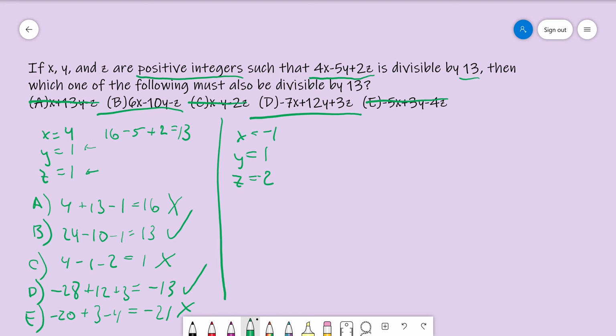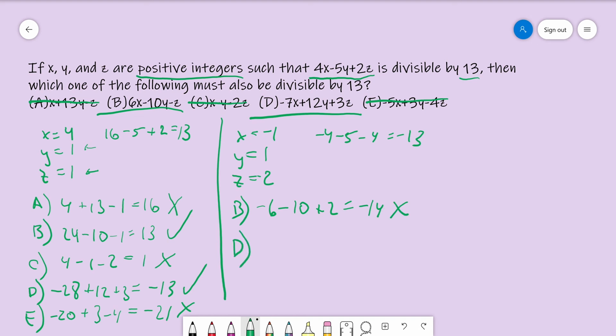We'll have negative 4 minus 5, that's negative 9, minus 4 is negative 13. So that's also divisible by 13, and then we can check. Does B work with these three numbers? Well, we'll have negative 6 minus 10 minus times minus negative 2, that's plus 2. So negative 6 and negative 10 is negative 16, plus 2 is negative 14. So B does not work in this case.